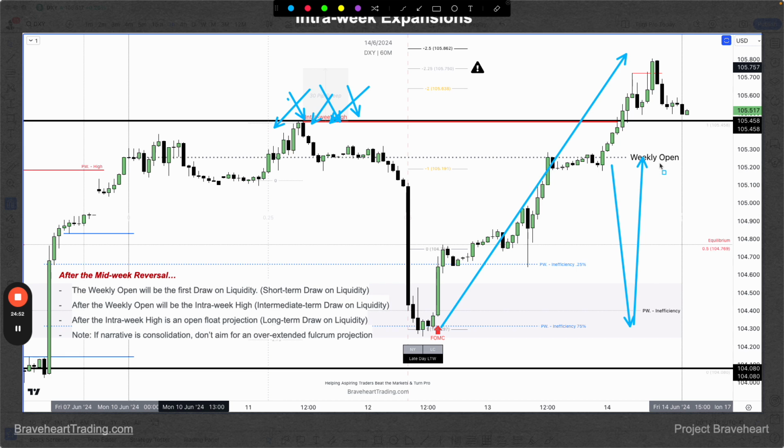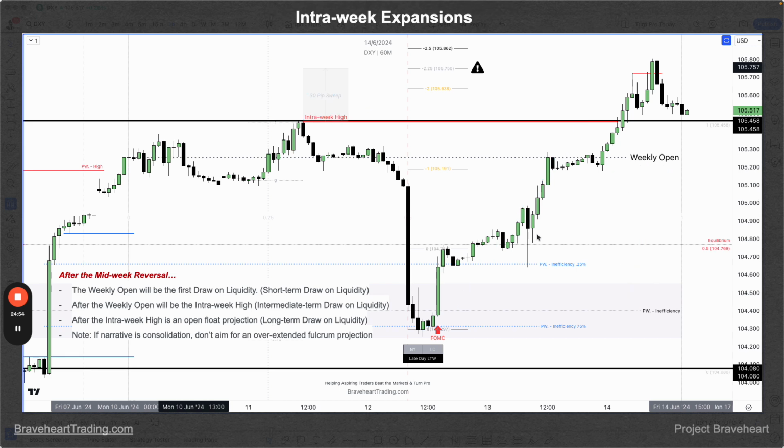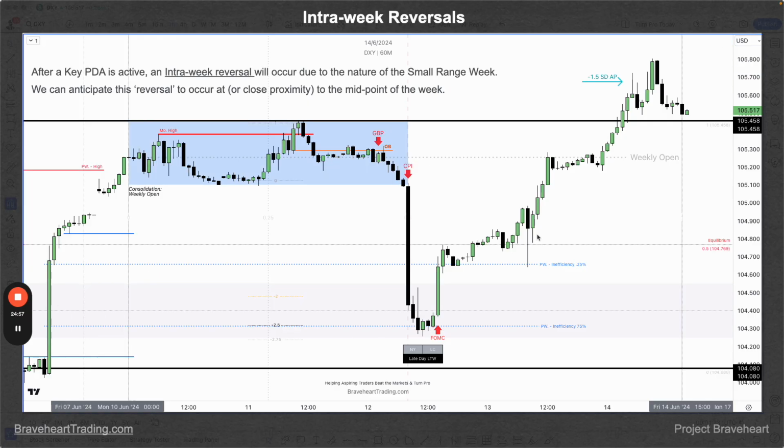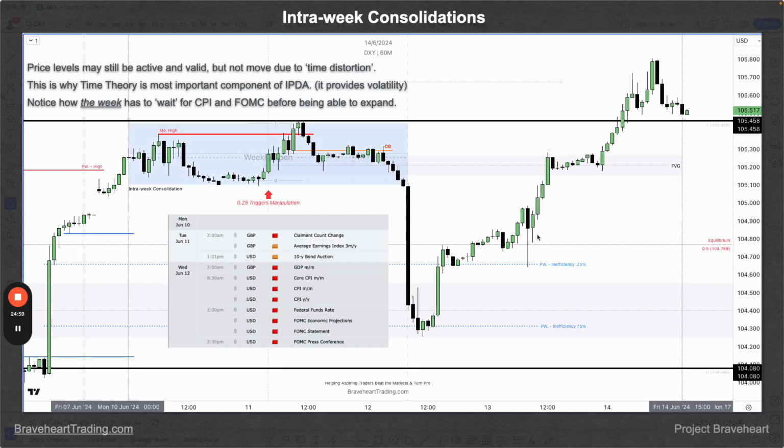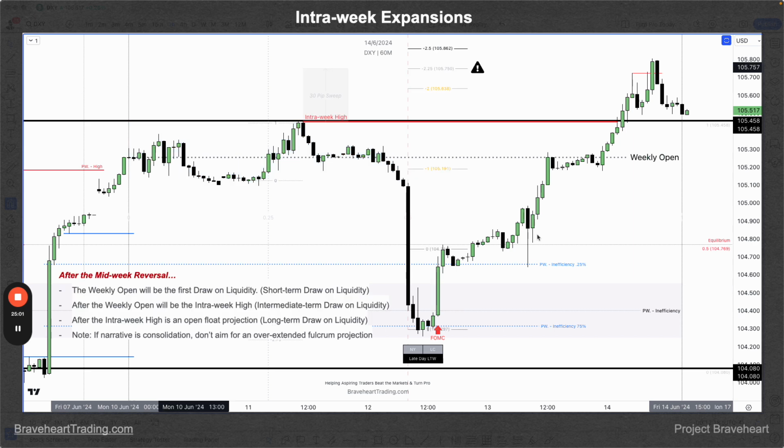And especially in a small week range, by the way. Price would do the intra-week reversals and then straight away seek back to fair value at the weekly open, since that is fair value for the week. That is the most fair value point for the week. Okay, so after an intra-week reversal, that tends to be the first draw algorithmically.